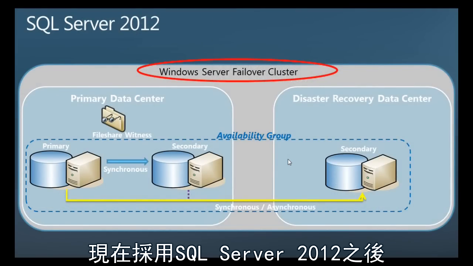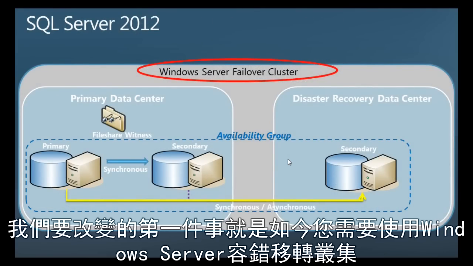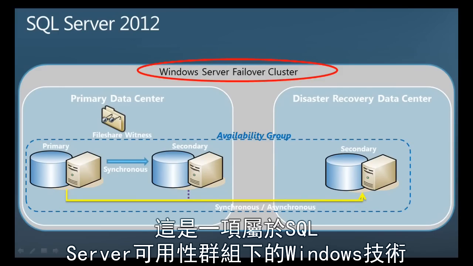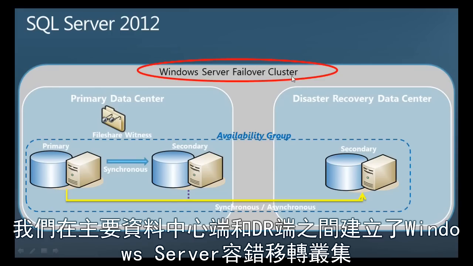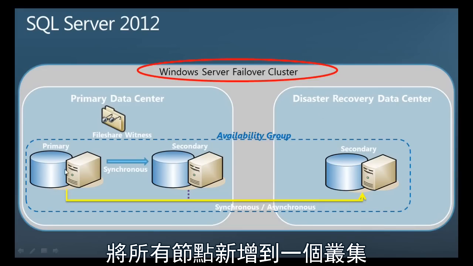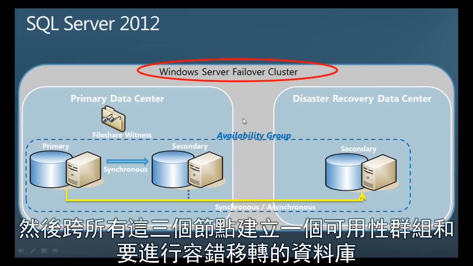Now with SQL Server 2012, the first thing we changed is now you require Windows Server Failover Cluster. This is Windows technology underneath SQL Server Availability Group. You set up the Windows Server Failover Cluster between your primary side and your DR side. You add all the nodes into the one cluster. Then you create a single availability group across all three nodes with the databases you want to fail over together.